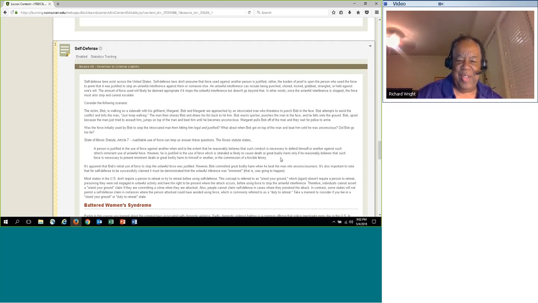case down in Florida, the Trayvon Martin case, and so a stand your ground claim claims that if they were attacked, also, individuals had to be in a place where they were supposed to be at the time. So individuals can't assert a stand your ground claim if they committed a crime when they are attacked. Also, people cannot claim self-defense in cases where they provoked the attack. In contrast, some states will not permit a self-defense claim in instances where the person attacked could have avoided using force. So it's a very interesting concept, but the duty to retreat is generally not applicable in most states.